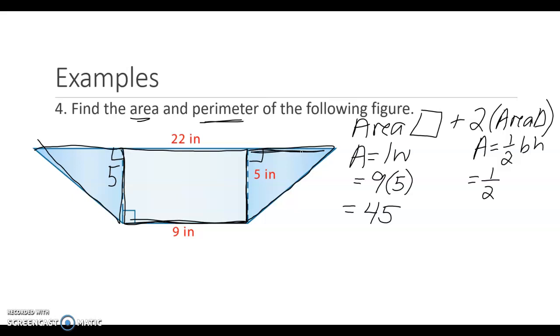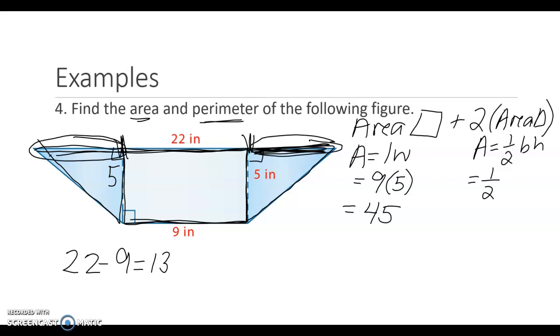1/2. So we need to talk about this base. So if this total length is 22, and I take 22 and I subtract away what I know this part to be, which is 9, I get an overlap of 13. So between this area and this area, I need to have 13 total inches. So I'm going to divide that 13 by 2, and I get that both of these triangles are going to have a base of 6.5 inches.